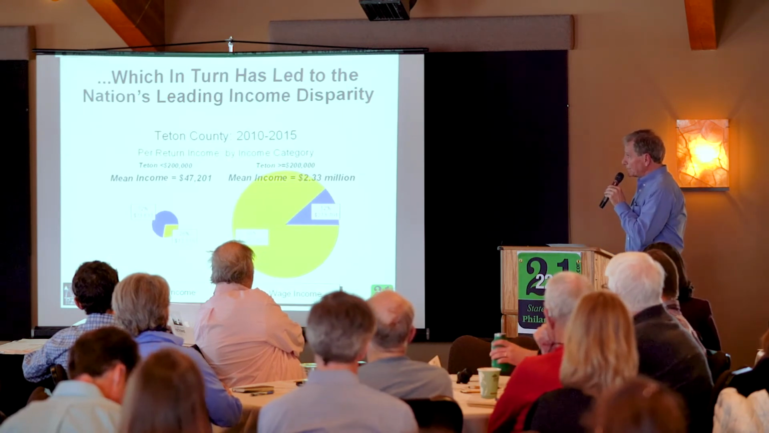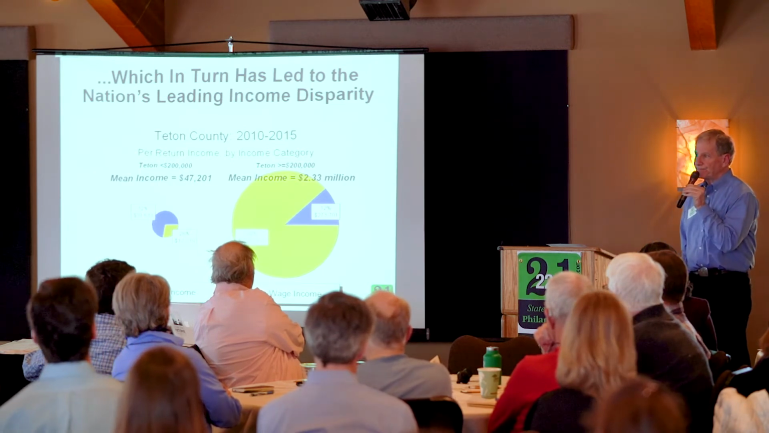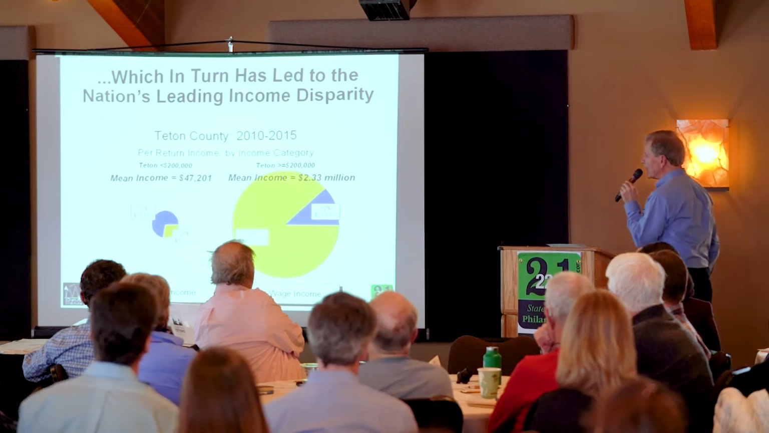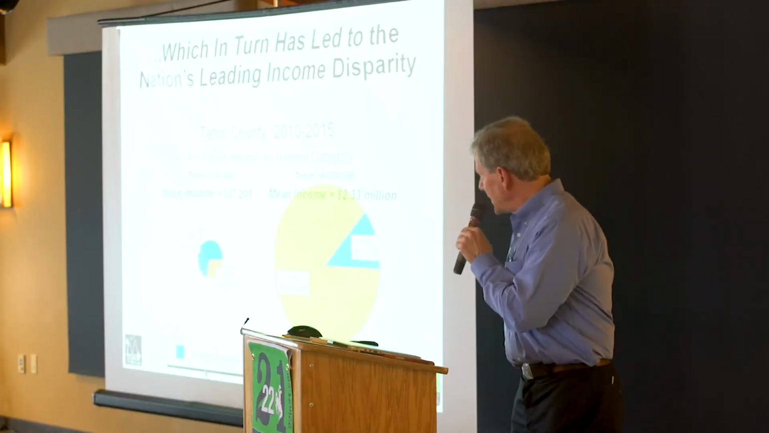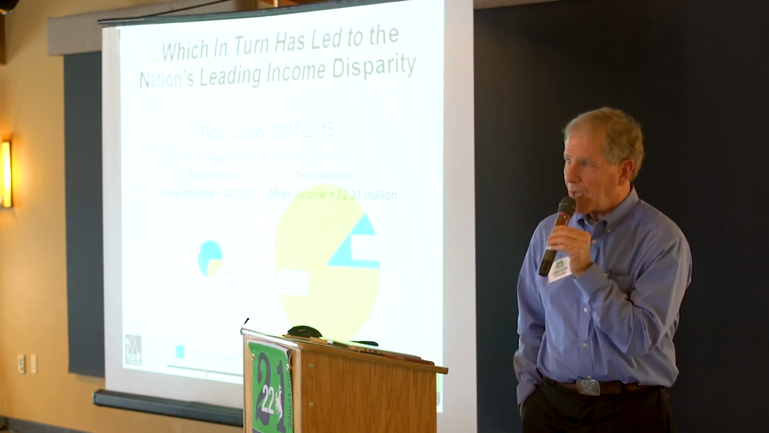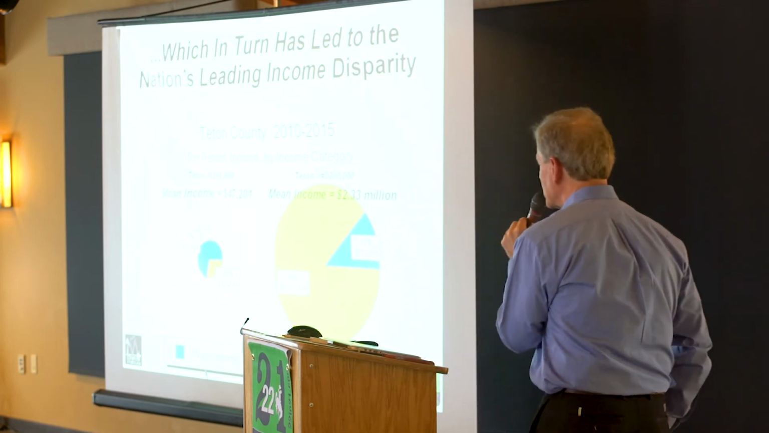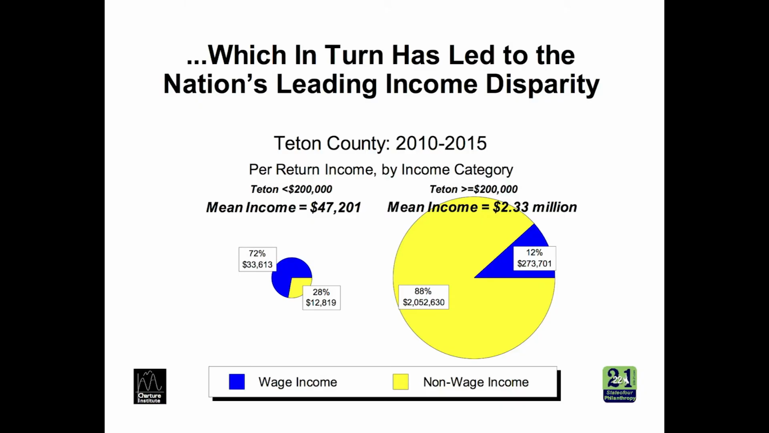And as a result, since 2010, the IRS has reported income out by income brackets. And the highest one they have is over $200,000. So if you look at all of the income that was reported on a per return basis by those households making under $200,000, the mean income was about $47,000. This was the average between 2010 and 2015. During that same 6-year stretch, the average income for those Teton County residents making over $200,000 was $2 million a year more.